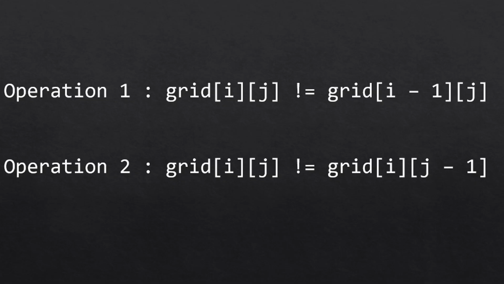Second, we handle horizontal adjacency, making sure grid at i, j is not equal to grid at i, j minus 1. Essentially, we treat the grid as rows and columns independently, apply the same DP approach to each, and calculate the minimum cost in each case. Finally, we add both costs, and that gives us our total answer.